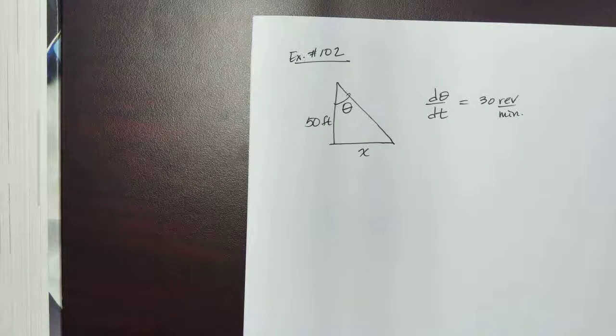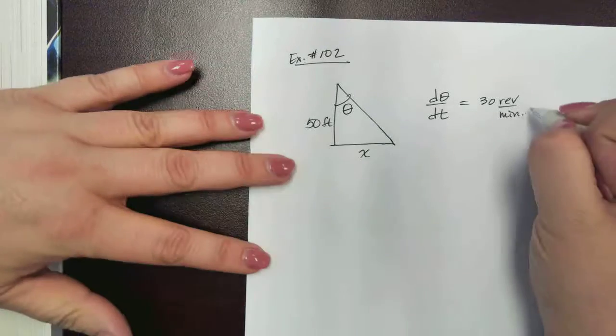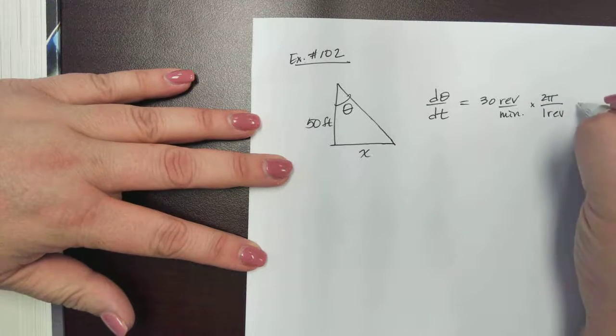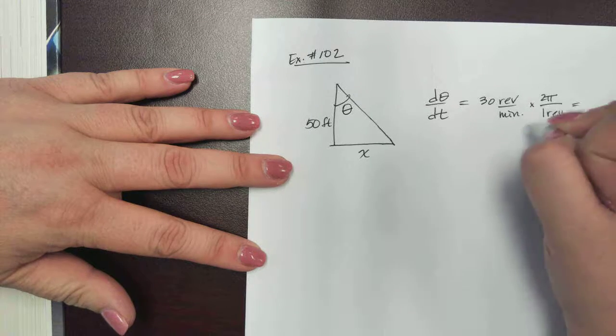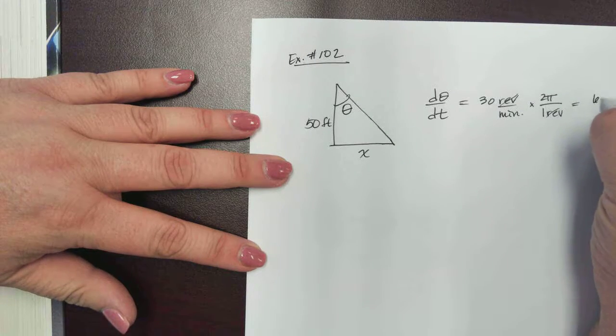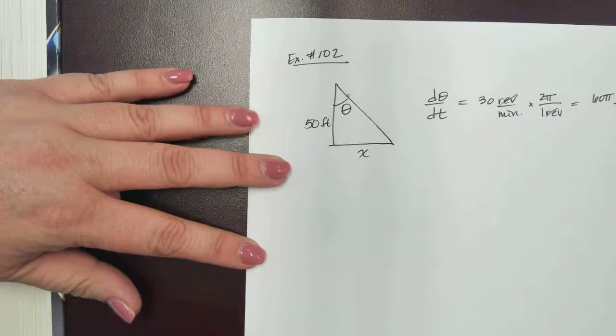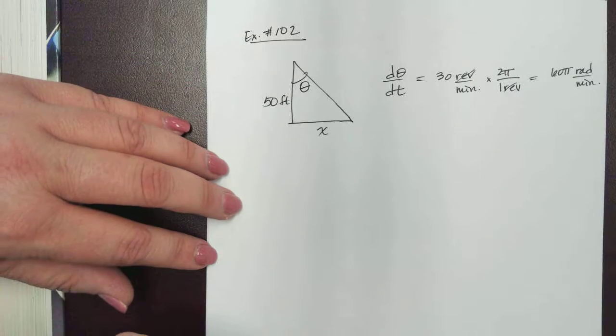Okay. What makes this problem even better is that we need to convert this, because we don't want it in revolutions per minute. We can deal with theta if it's in radians. 1 revolution equals how many radians? 2 pi. Okay? So I'm going to say 1 revolution is 2 pi, so d theta dt, then my revolutions cancel, and I get 60 pi radians per minute. Now I can deal with that for my theta.